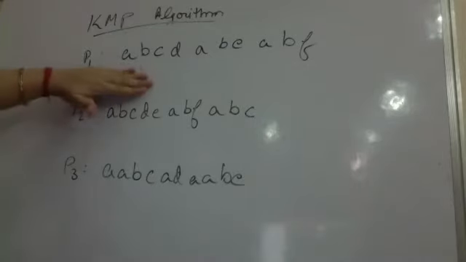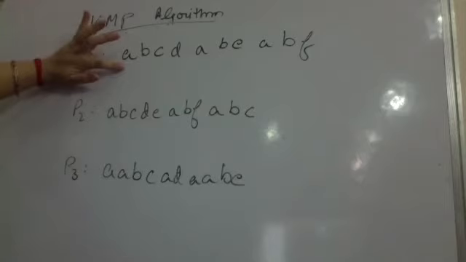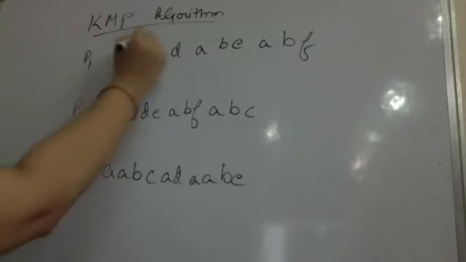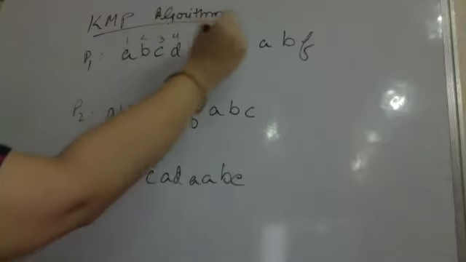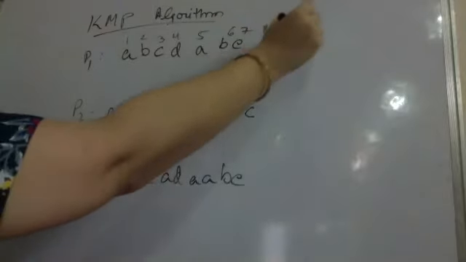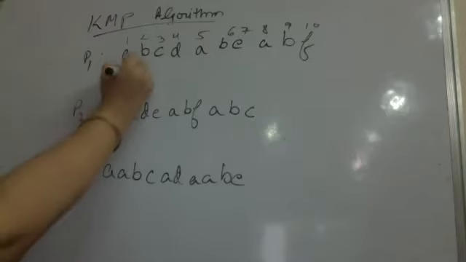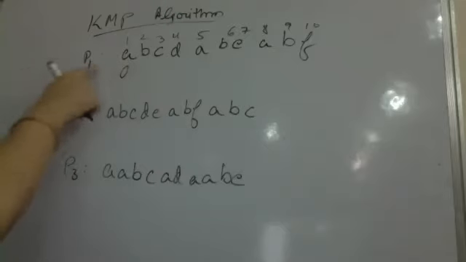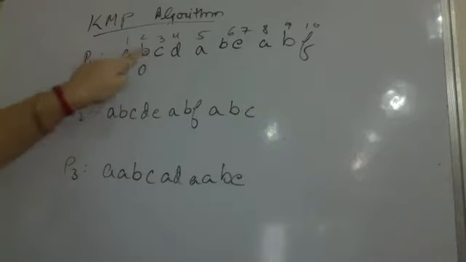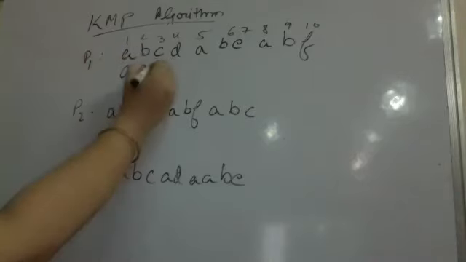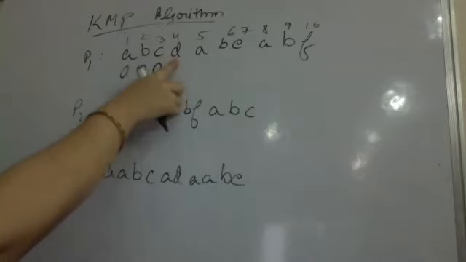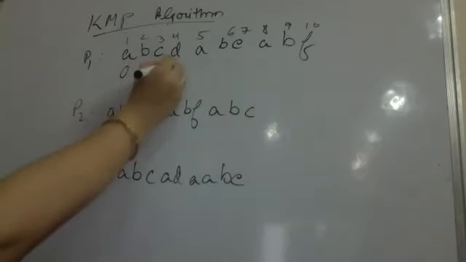I'll give it some positions again: 1, 2, 3, 4, 5, 6, 7, 8, 9 and 10 are the positions. Now this A has not come earlier anywhere, so I put a 0 here. This B has not come previously, so I put a 0 here. This C again has not come previously in my text, again a 0 here. This D has not come previously anywhere, it is again a 0.